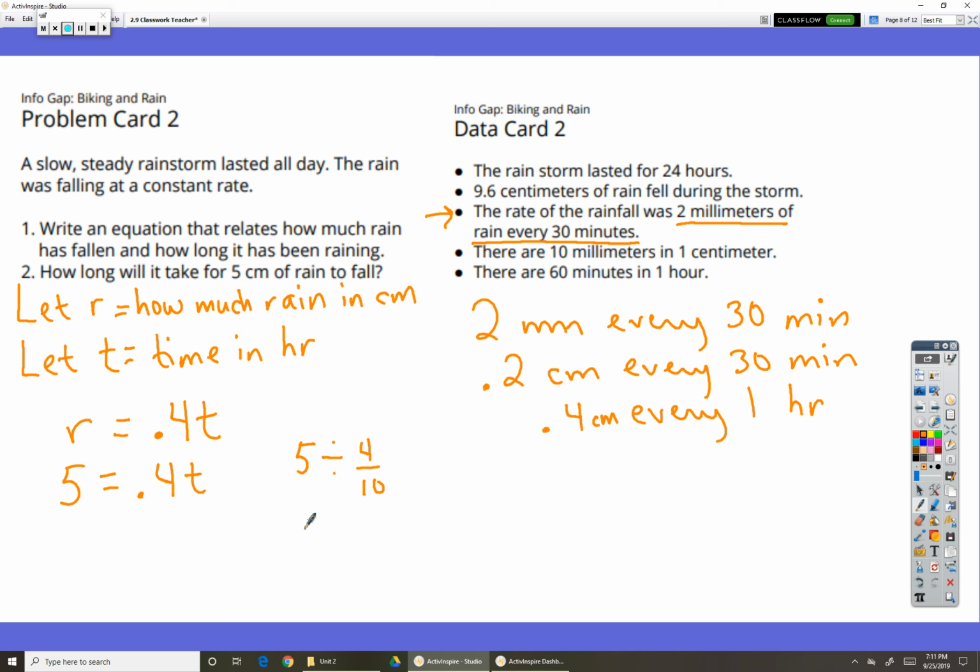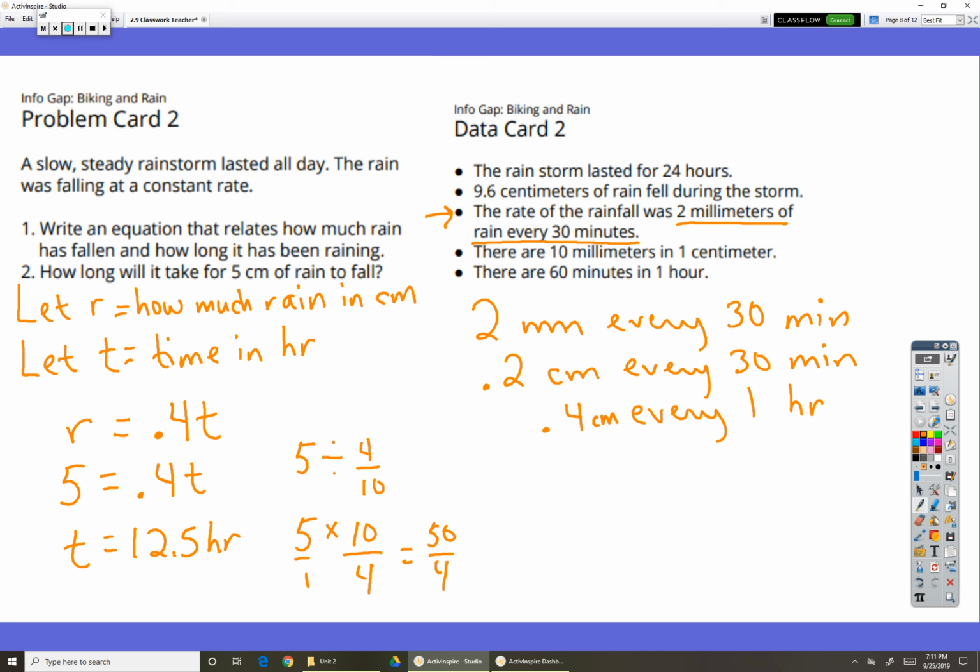I know you guys love fractions, which would be the same as 5 times 10 over 4, which would give me 50/4. And as a mixed number, that would work out to be 12.5. So T equals 12.5 hours. Again, you might have done the problem a little bit differently.